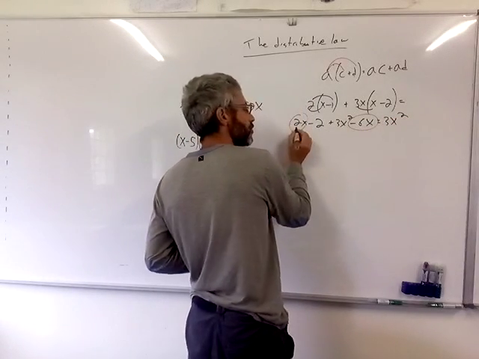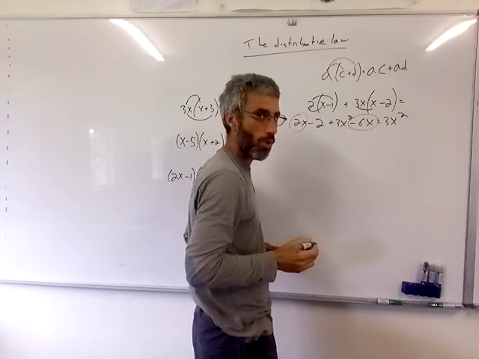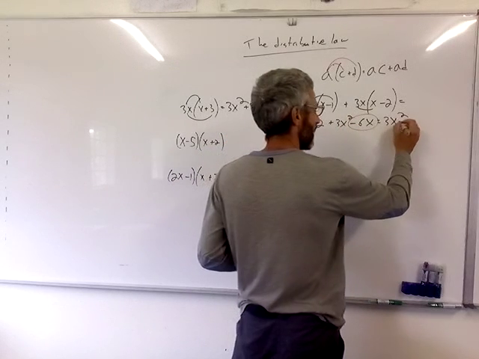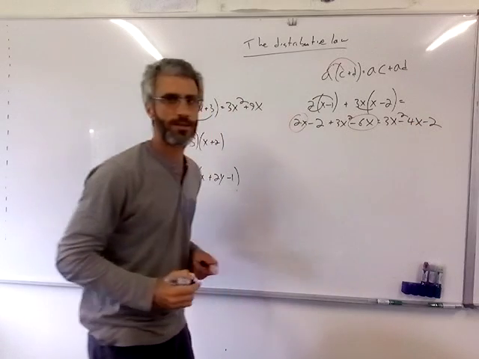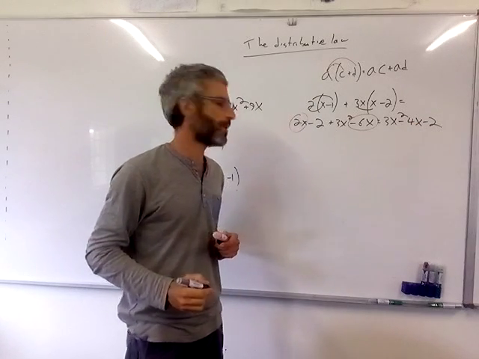Now the x's. What is 2x minus 6x? I hope you don't have to think too much about that. That's minus 4x minus 2. And that's the answer. That's what you call a trinomial, remember?